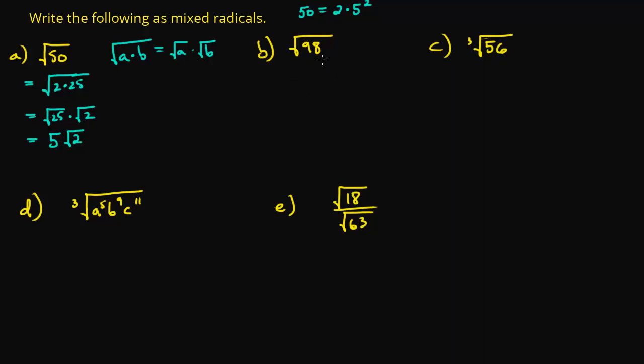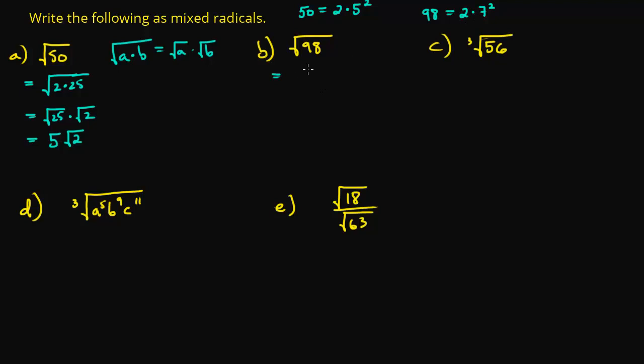In the next example, we have the square root of 98. So let's rewrite this and let's try to figure out what perfect squares go into 98. Well, 98, if we prime factor it, this is equal to 49 times 2. 49 can be rewritten as 7 squared. So 98 is equal to 2 times 7 squared.